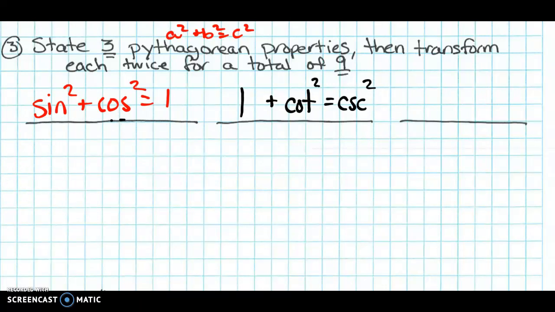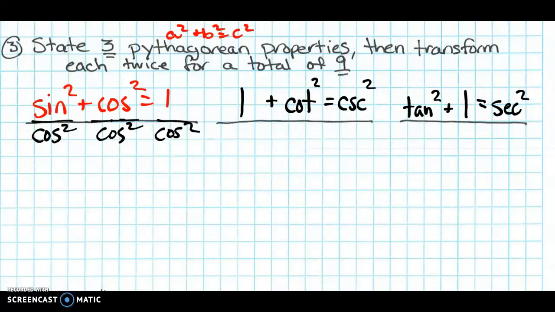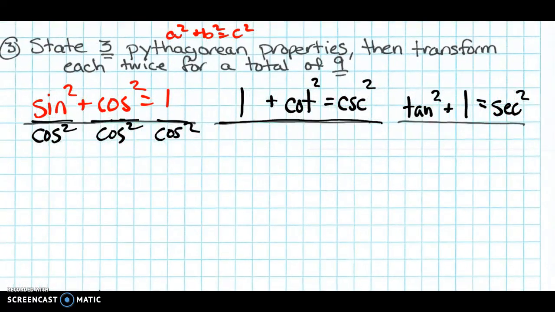And to get the other one on the end over there, I divide everything by cosine. You don't necessarily have to do this if you remember the shortcut. Cosine squared, obviously. And so I've got sine over cosine squared is tangent squared, plus 1 equals 1 over cosine squared, which is secant squared. My trick is if you've already built this second one, 1 plus cotangent squared equals cosecant squared. The other one, just change the cofunctions.